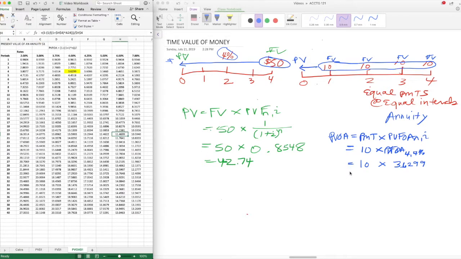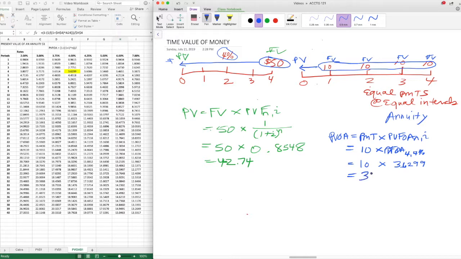Okay. And so if we do the math, we see the answer is 3629, or 3630 if we rounded it up. So those 4 payments of $10 across those years, assuming that we have 4% interest involved, is equivalent to $36.29 today in present terms. And that is the present value.